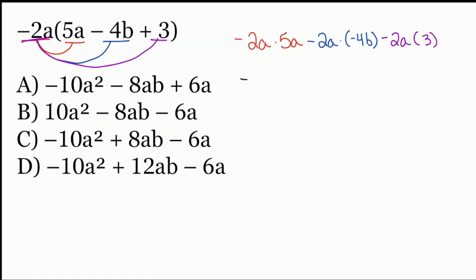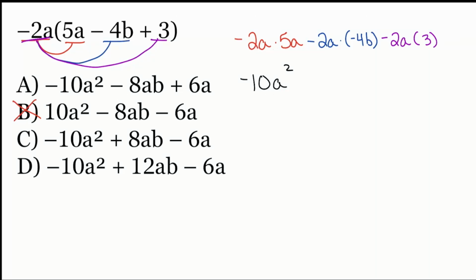Then we have 2 times 5, and that's going to be 10. And then we have a times a, everybody. A times a is going to be written as a to what power? A to the power of 2. So we have negative 10a squared. So through observation, you might be able to tell that B is not the correct answer so far, because this is a positive 10a squared. This is a negative. So you can start eliminating as you go along for sure.